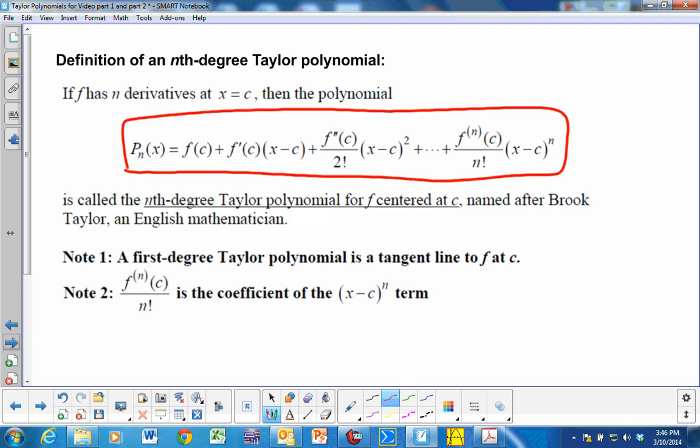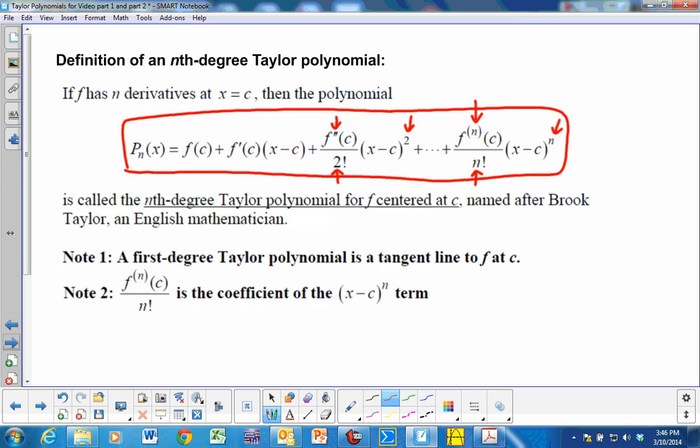But if you look at it carefully, you'll realize that whatever derivative I'm taking, so second derivative, I'm dividing by 2 factorial and the power is a 2. So if I'm on the nth derivative, it's n factorial and it's n for the power. So it's actually really pretty simple, very easy to remember.